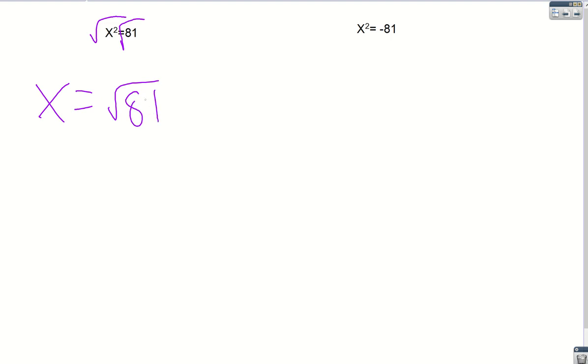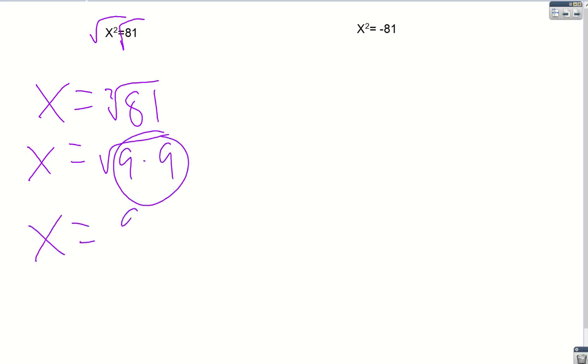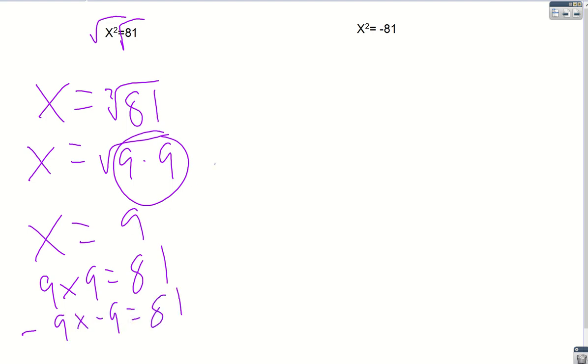This is saying, what are my pairs? Because there's a square, right? So 9 times 9, and that's what gets pulled out. But here's the issue. 9 times 9 gets me to 81, but also negative 9 times negative 9 gets me to 81. So when we write our answer, we're going to write x equals positive 9 and negative 9.